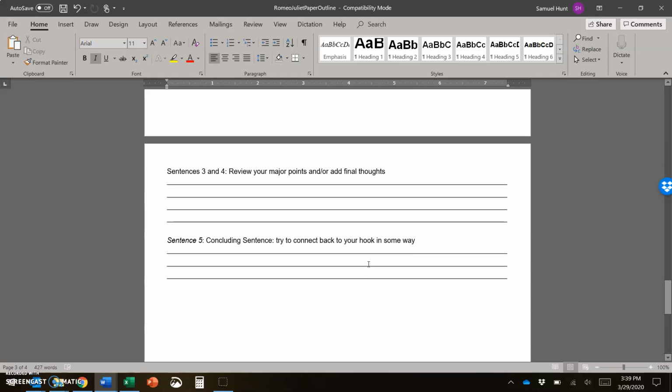And then finally, your final sentence, try and find some way of bringing it back to your hook. Right? And remember, your hook should be dealing with who's responsible. So make sure you're not using a quote about like love at first sight or something like that. It needs to be responsible for their death.